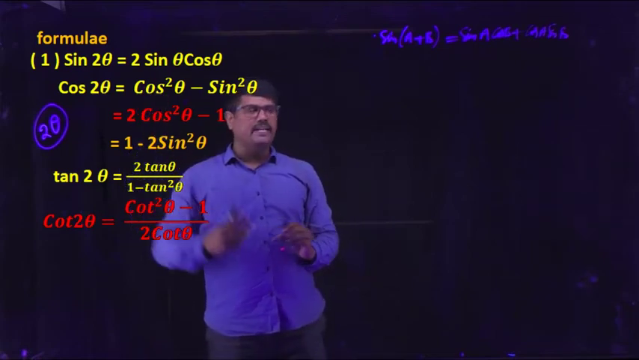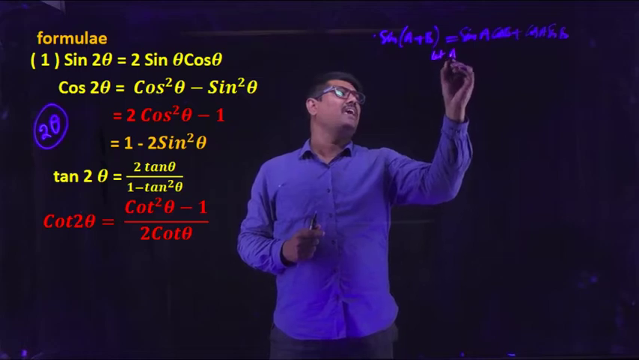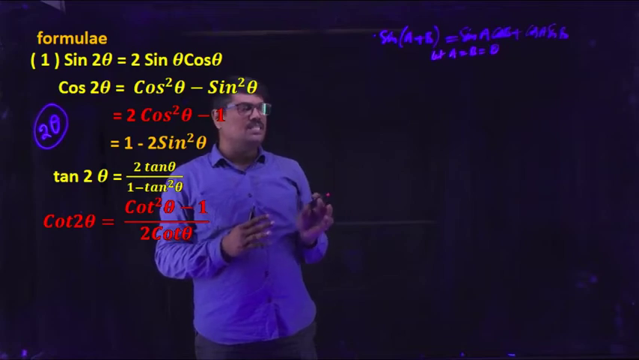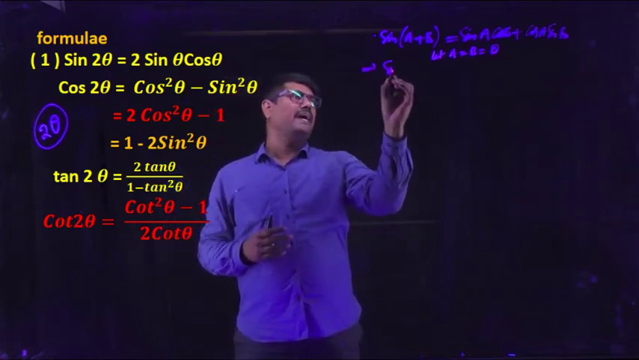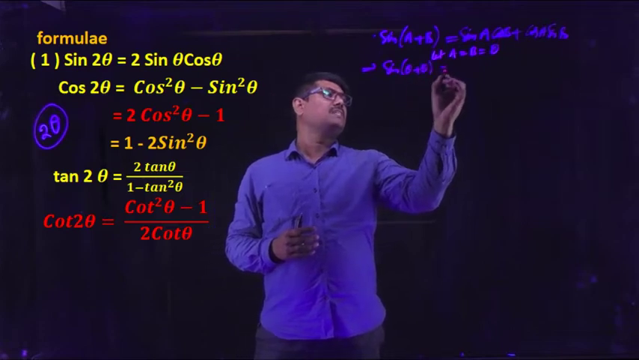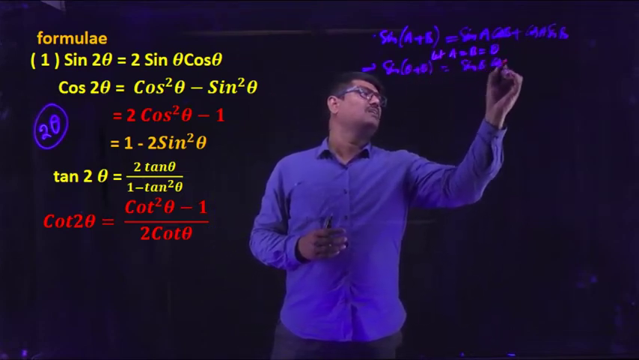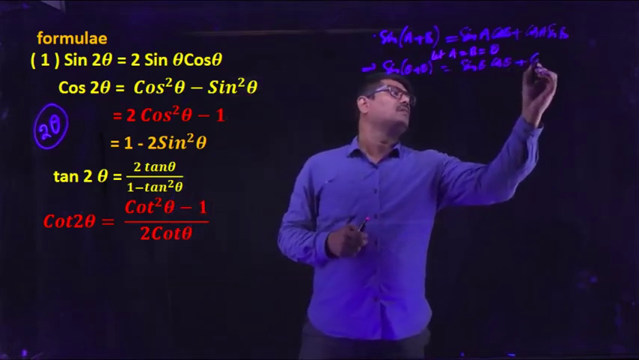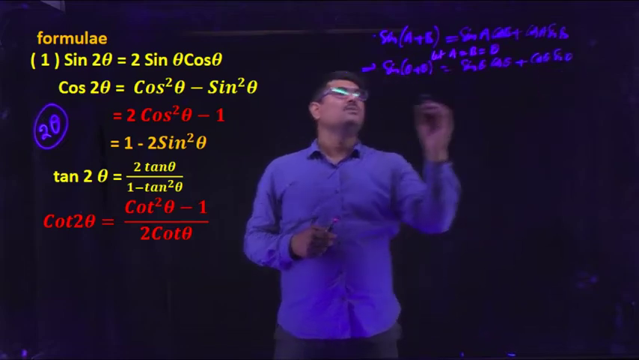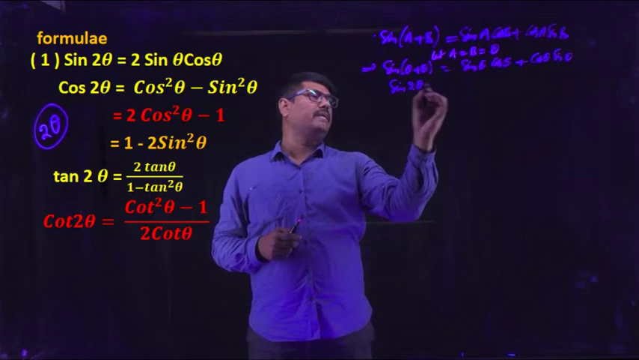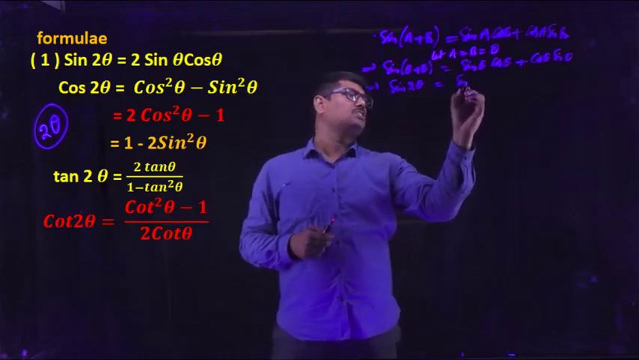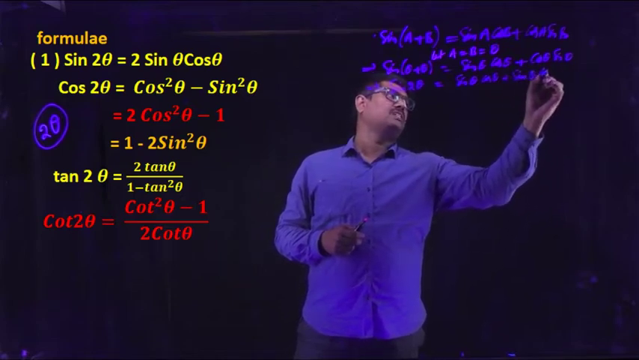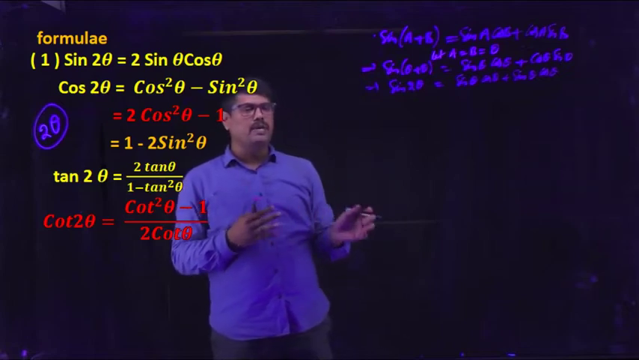To get the value of sin 2θ, you have to take A and B both as θ. So we are considering A as θ and B as θ, so that it becomes sin(θ+θ), which is equal to sin θ cos θ plus cos θ sin θ, replacing A and B both with θ. So sin(θ+θ) becomes sin 2θ. You can write cos θ sin θ as sin θ cos θ also. A into B, B into A, both are the same.